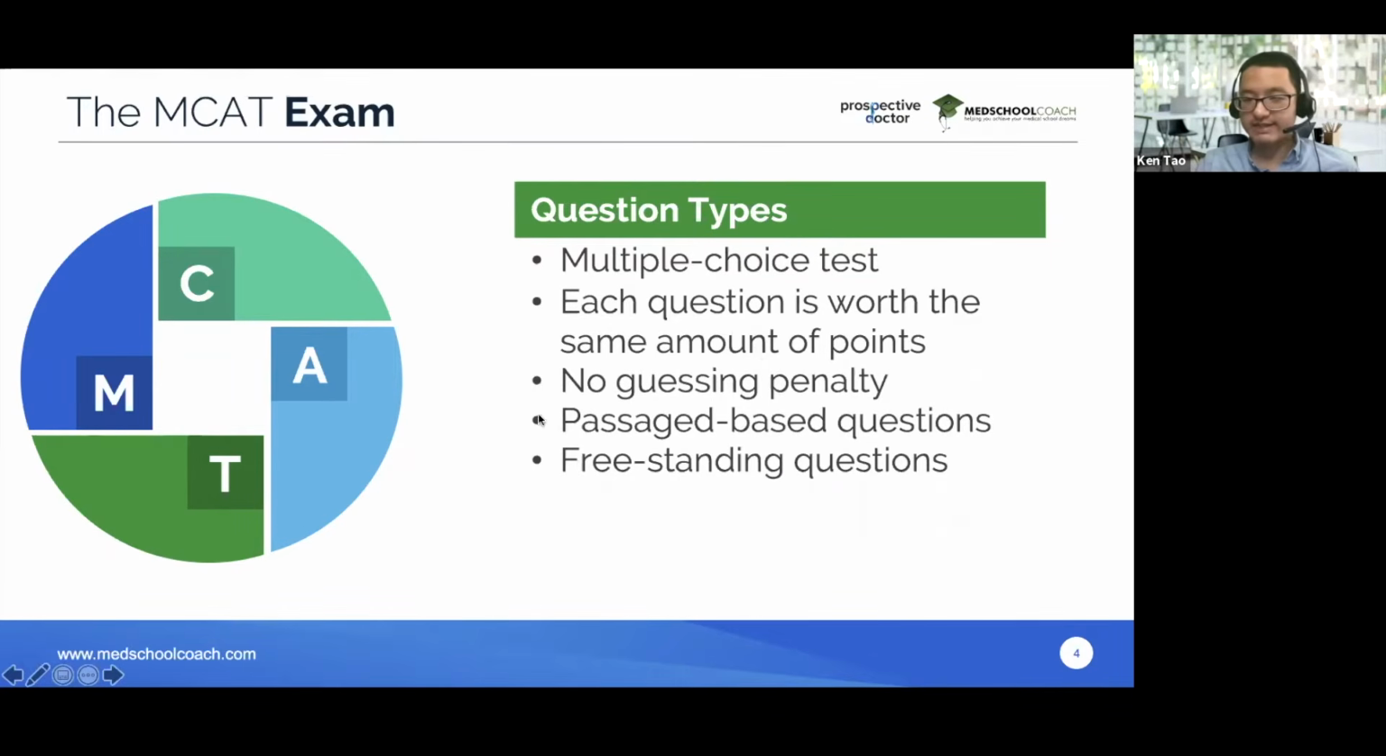Something I want to emphasize is, while it's a multiple choice test, it has a combination of passage-based questions and freestanding questions. Freestanding questions tend to be a little bit easier because they're just based on science content that students are expected to have memorized for the exam. The passage-based questions are more difficult, and that's because for these questions, the MCAT will have passages that will introduce new situations, new information that students have never seen before, and they're expected to apply their knowledge of science to those passages to get the answers.